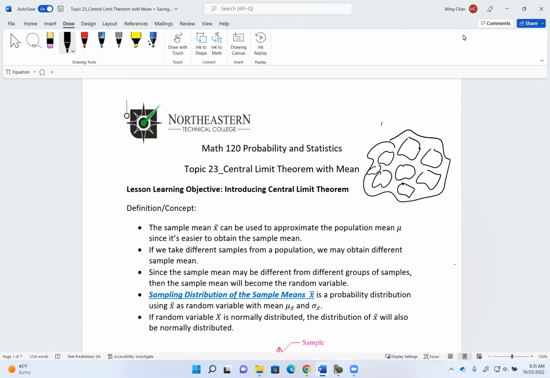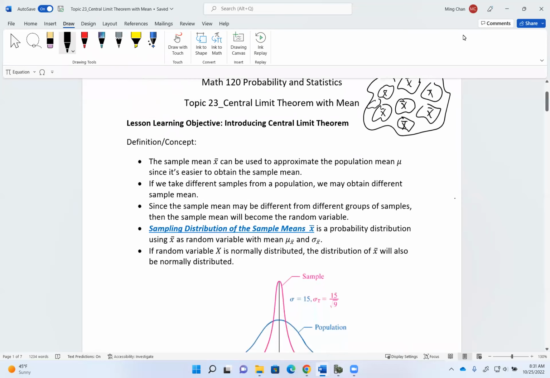These small samples that we take, we're going to have a sample mean for every one of them. So eventually, all these sample means can become a random variable. The sample mean X bar can be used to approximate the population mean mu, since it is easier to obtain the sample mean. If we take different samples from a population, we may obtain different sample means.